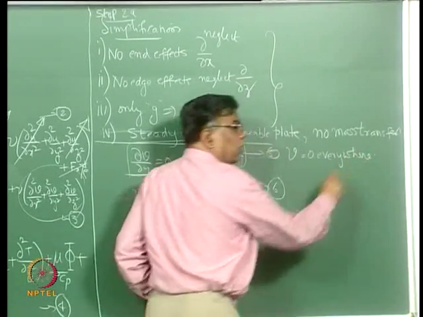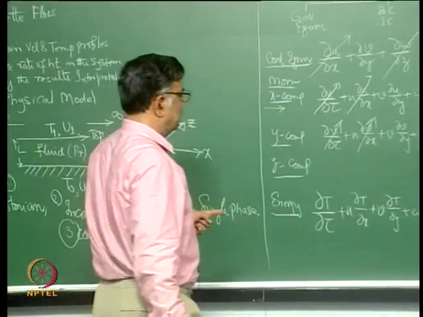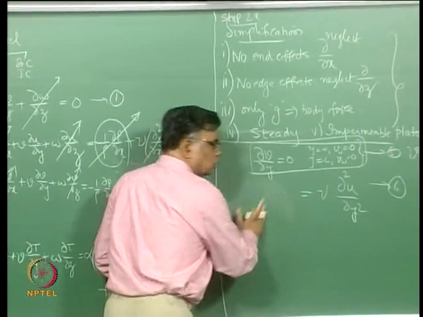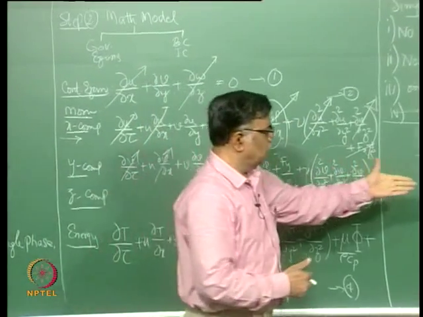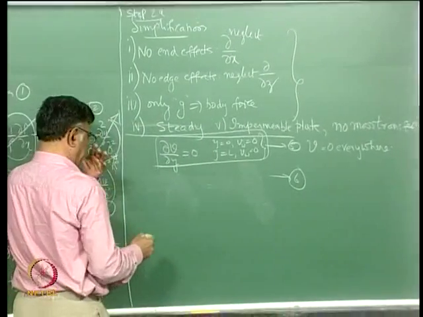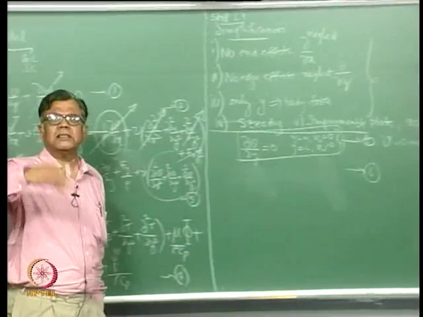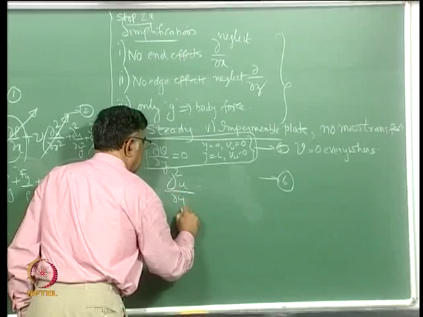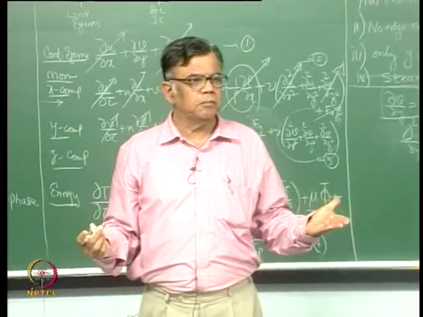Now use this for the y component, see what happens to the equation here. Sorry, use it even for the x component first, V equal to 0. So, what is the x component equation now? Dou square, that is it, there is the momentum equation.